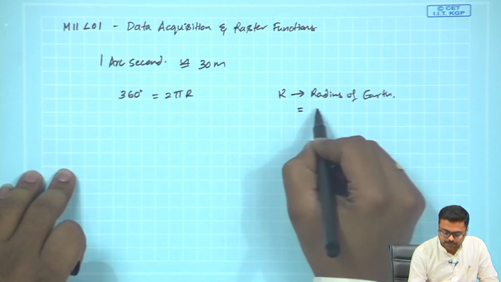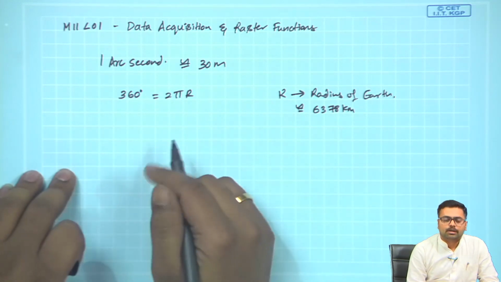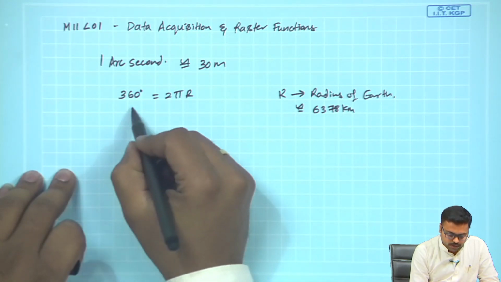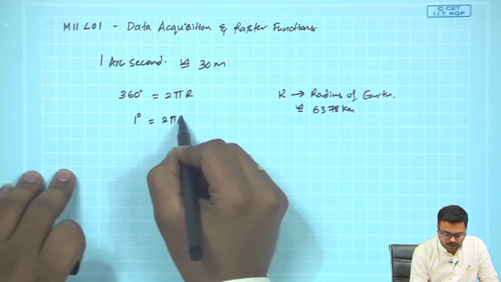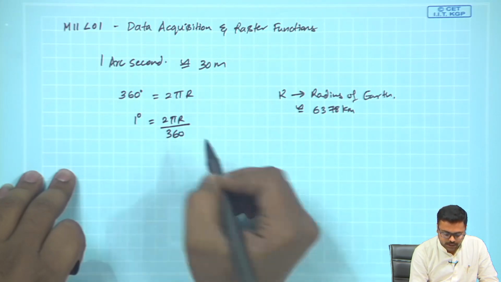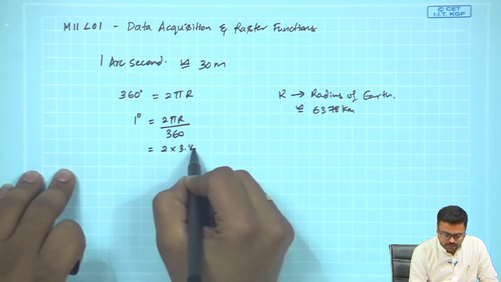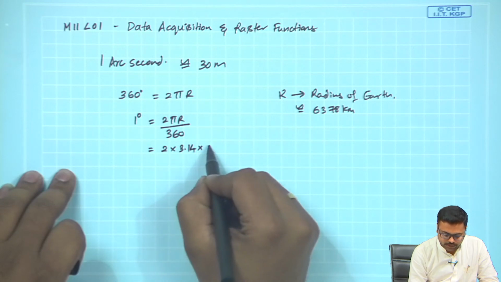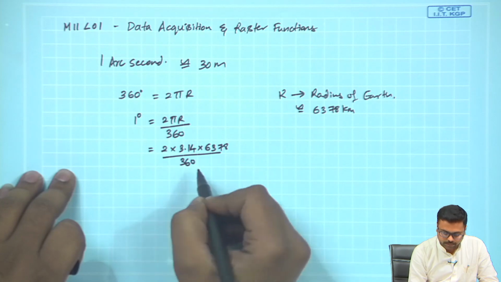As we all know, the radius of Earth is equivalent to 6378 kilometers. Now how do I measure 1 degree? 1 degree is equal to 2 pi r divided by 360. So this is nothing but 2 into 3.14 into the radius of Earth, 6378, divided by 360.